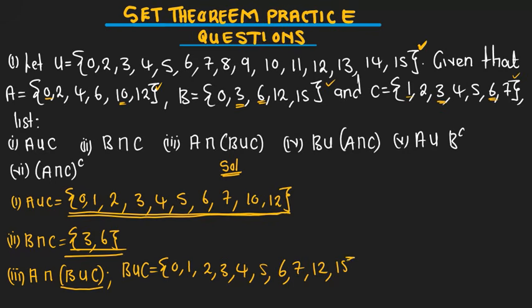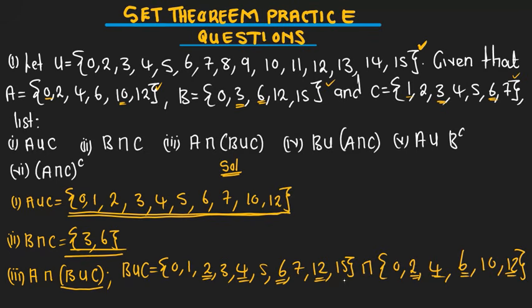Then now they are saying this same set, we intersect it with set A. Let's see what is common. 2 is common. 4 is common. 6 is common, and 12 is common.